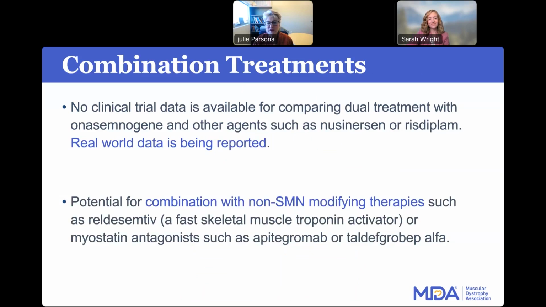Everyone asks about combination therapies and combination treatments. There really isn't good clinical trial data available at this moment that is a head-to-head comparison of treatment with onasemnogene and nusinersen, or onasemnogene and risdiplam, or nusinersen and risdiplam. So there's some real-world data that is being reported. Some of it, hopefully, will increase over time and we can get some answers. There certainly is potential for combination of SMN1-directed and SMN-independent therapies, such as the myostatin antagonists, apitegromab or taldefigrapab. Next slide.